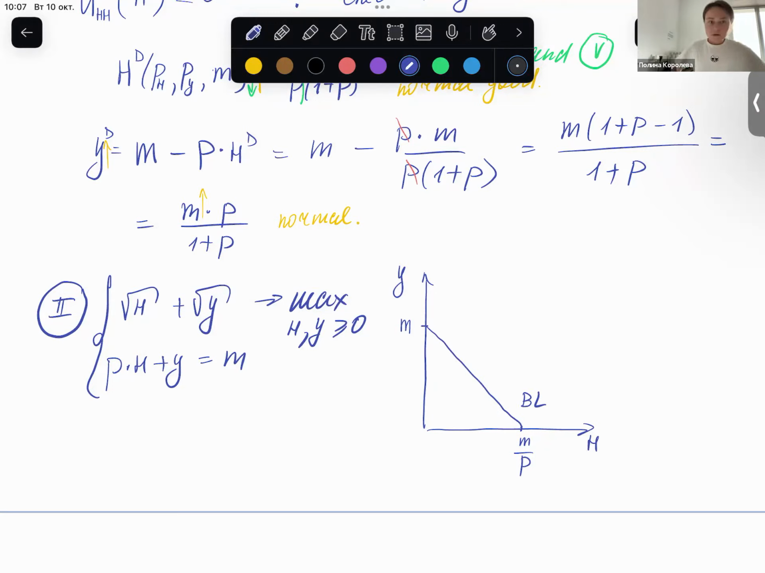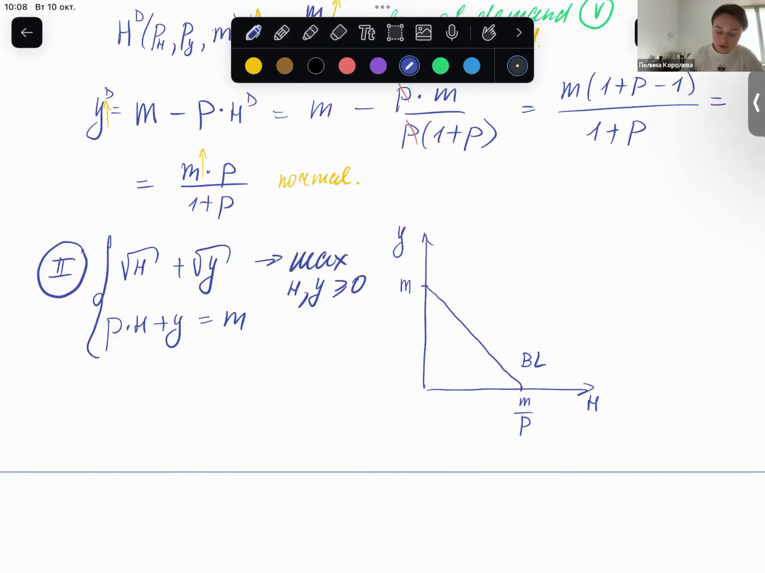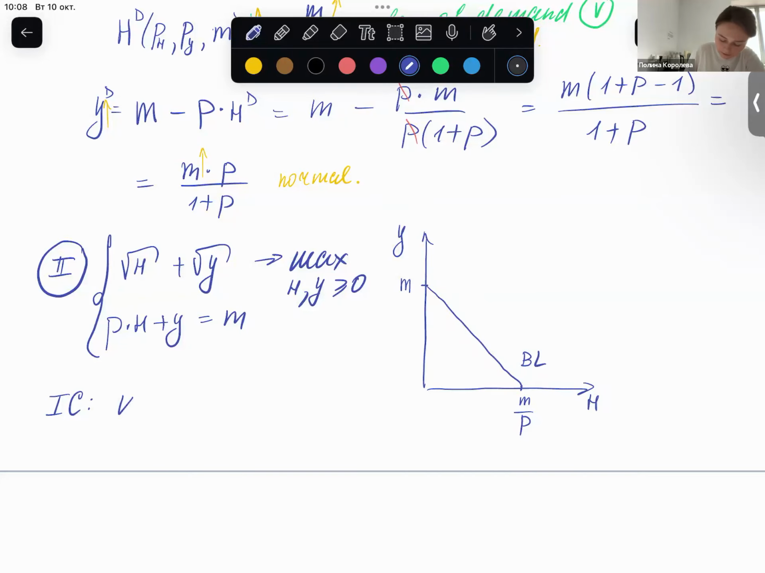Then we should draw indifference curves. Yes, and we should understand how to draw it. You know that indifference curve consists of all bundles that bring us the same level of satisfaction, the same level of utility. So we fix our utility level. This is constant utility level, and all such bundles that belong to such indifference curve will bring us to the same level of utility.